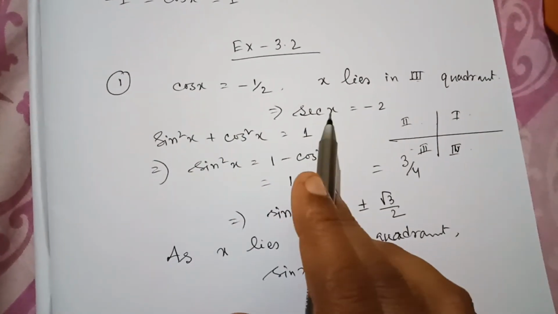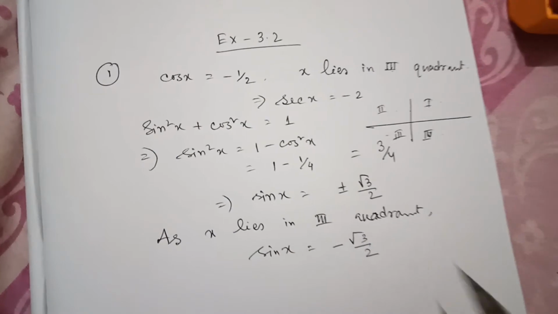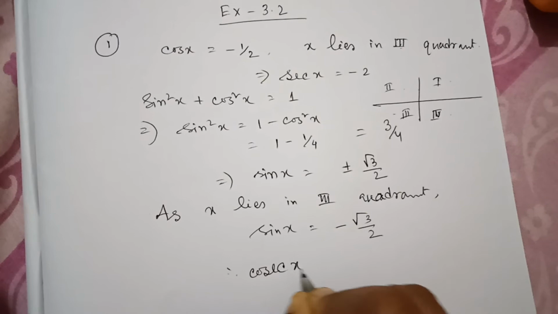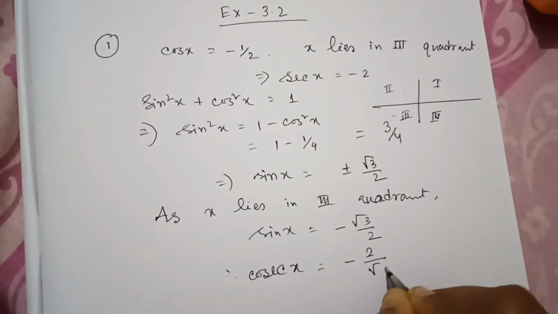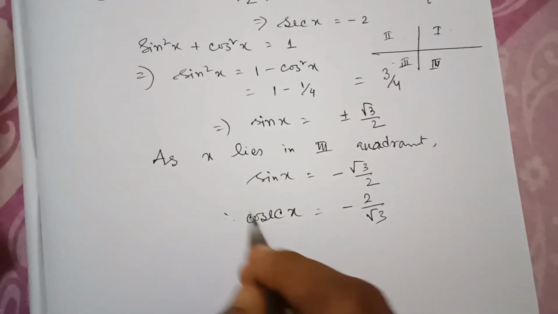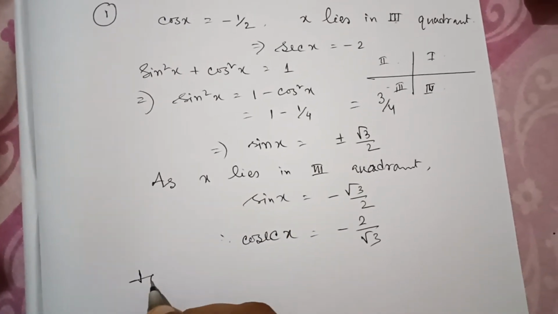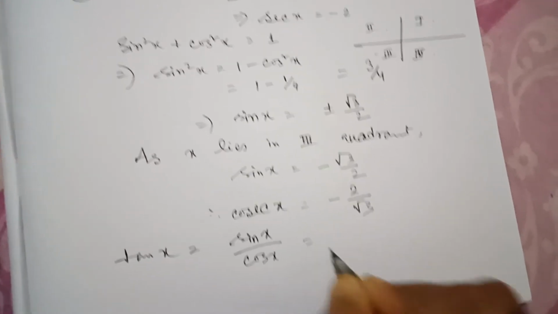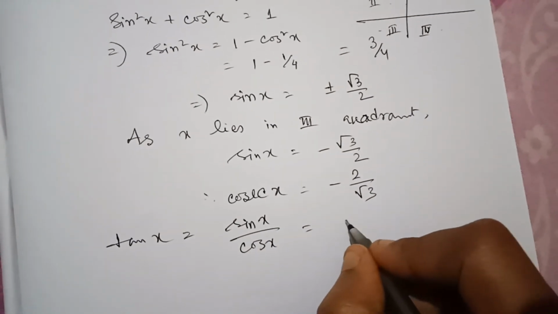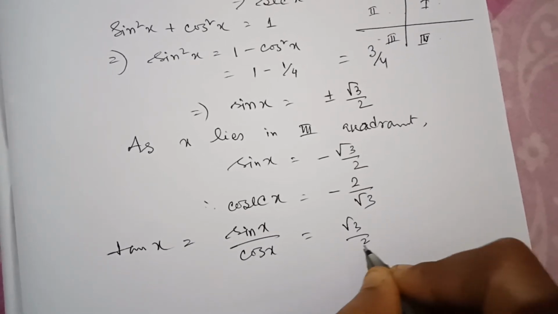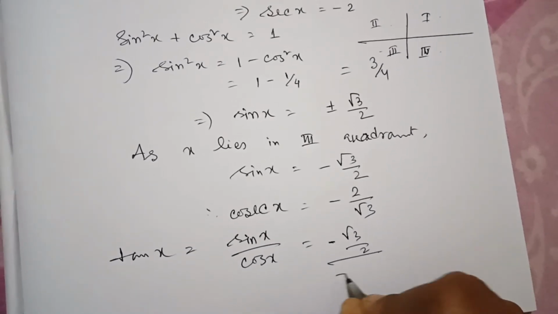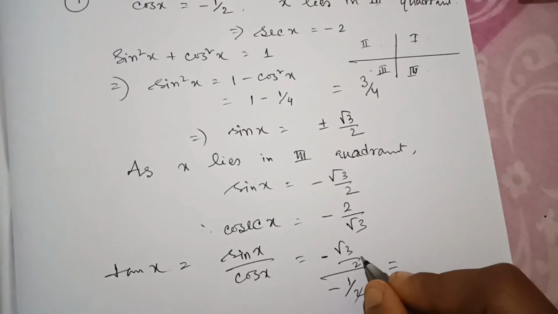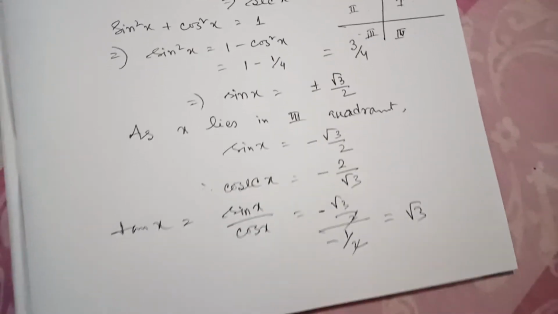We have got sin x, sec x, and cos x is already given. Sin x we have got, that means cosec x directly can be taken as minus 2 by root 3. Once we have got all four values, we will go to tan x. Now tan x equals sin x divided by cos x. That is minus root 3 by 2 divided by minus half, which is the cos. So minus minus will be cancelled, 2 will be cancelled, so it's coming root 3.